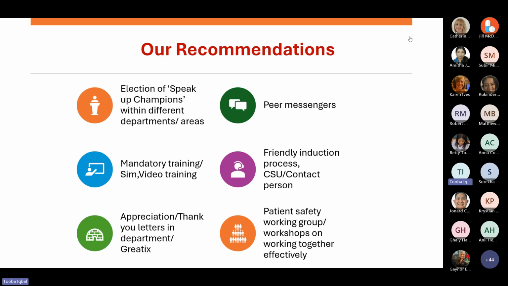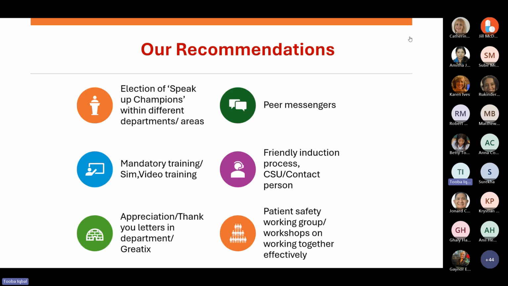Friendly induction process, when we talk about people being unfamiliar, being new to a department or a trust, having a friendly induction process, and by that just having a preliminary conversation or a meeting with the contact person, with the CSU lead or the people in management, something just to make the induction process more human, more friendly, and might help.